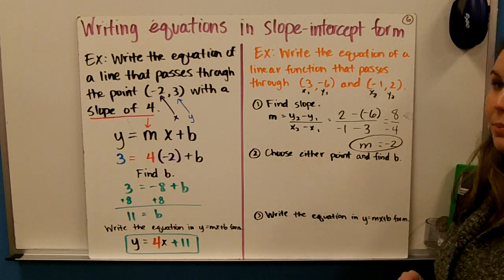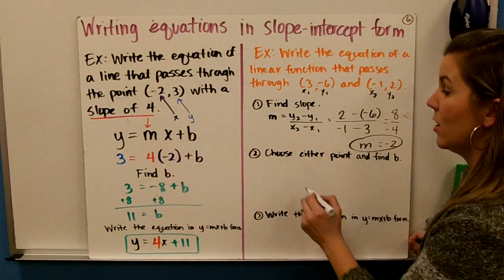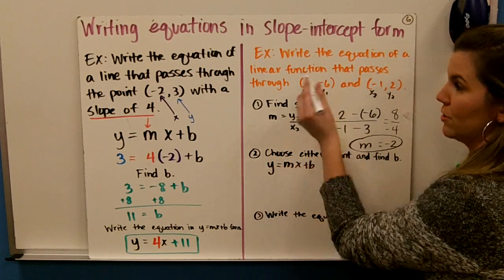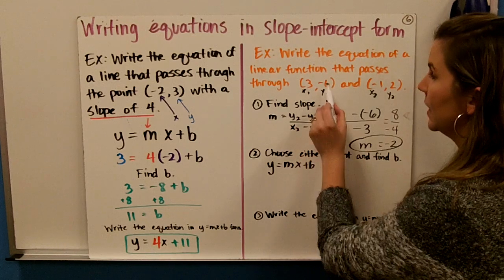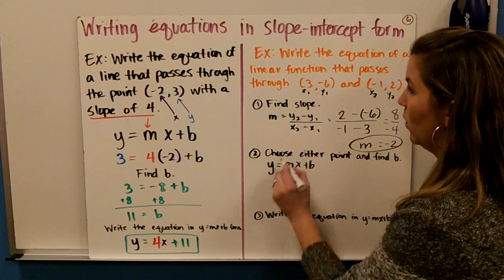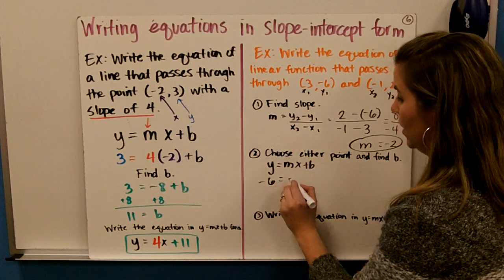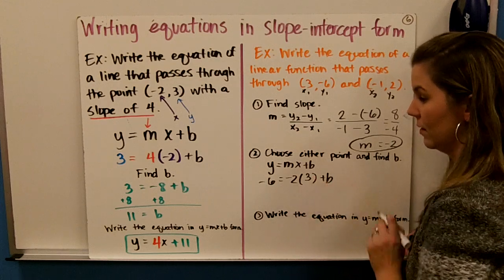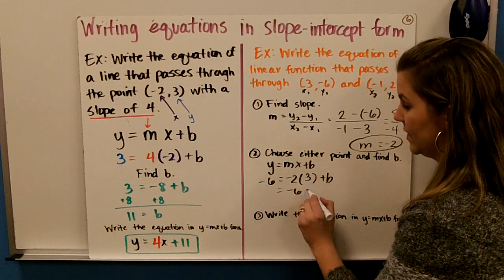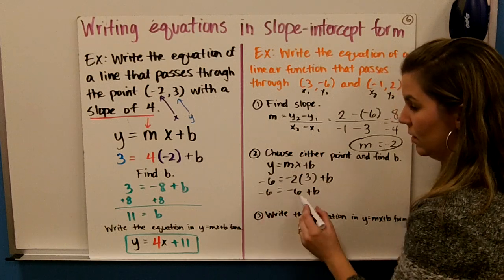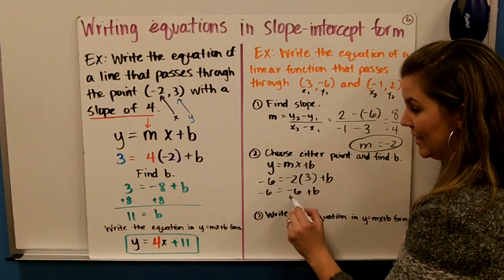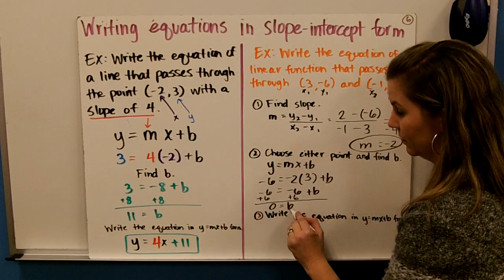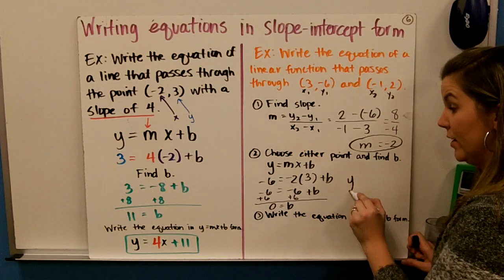Choose either point and find b. We're going to use the same process right here to find b. I'm going to use the first point. You can use either one. If I use y is -6, the slope is -2, x is 3 plus b. -2 times 3 is -6. -6 plus b, I'm going to add 6 to both sides, and I get 0. So, my y-intercept is 0.